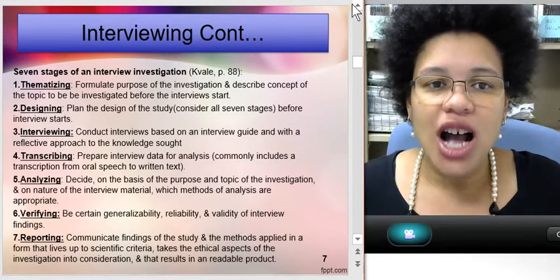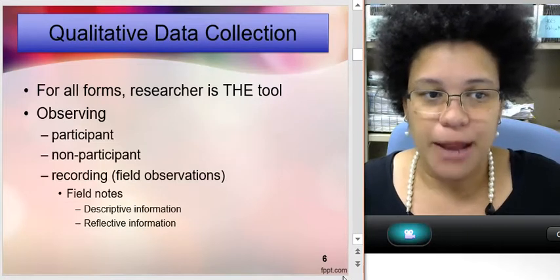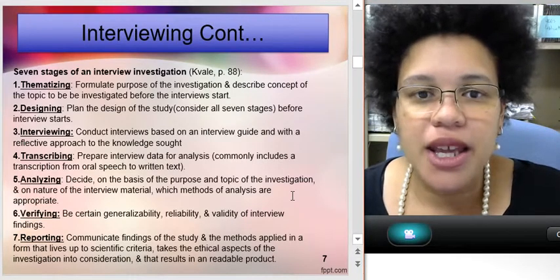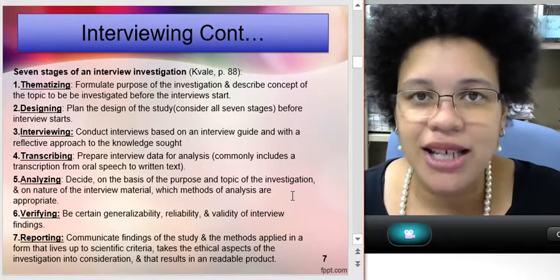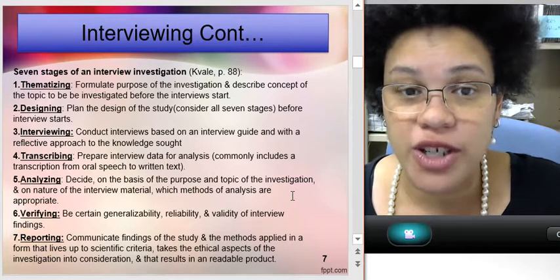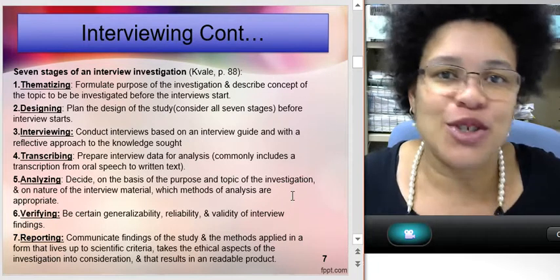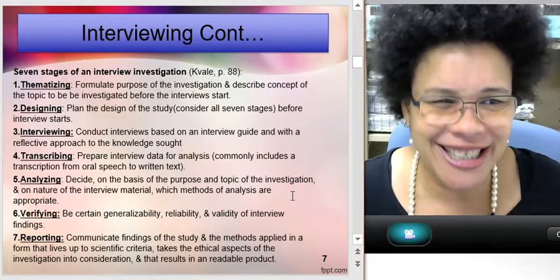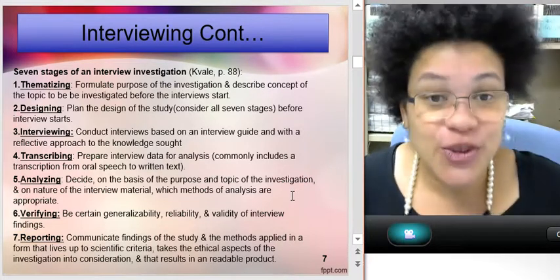So let's talk about interviewing in more depth, because interviewing is probably the data collection method that we most associate with qualitative research, and it's also the one that's most used, okay? And it's so versatile.